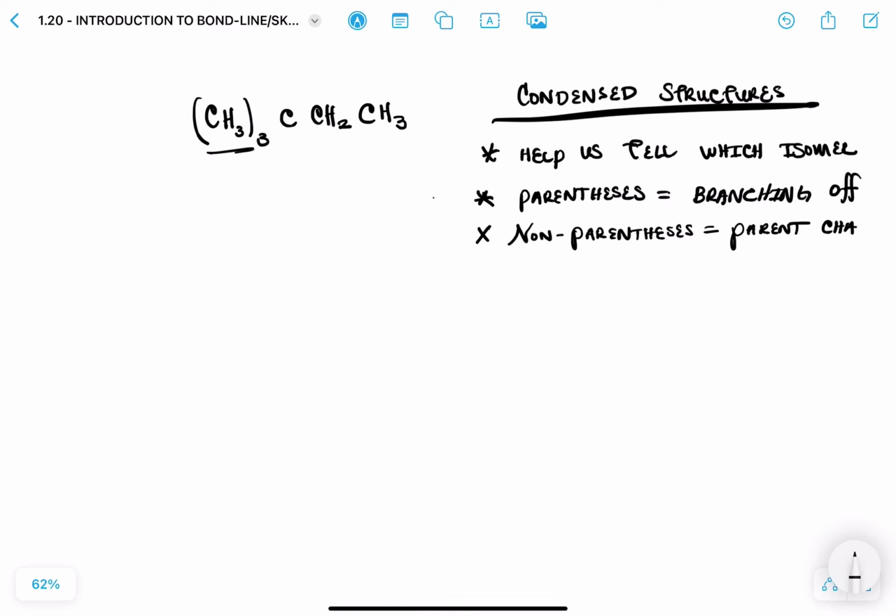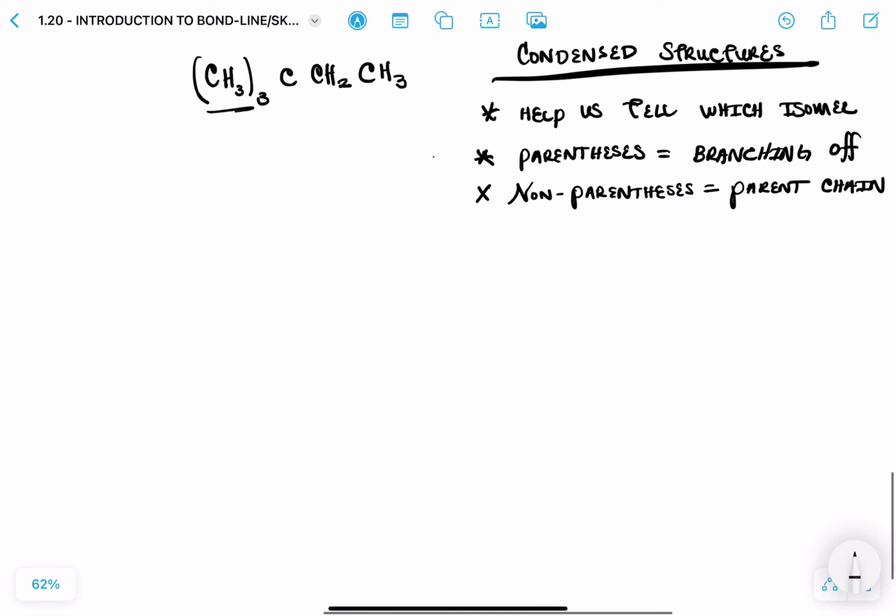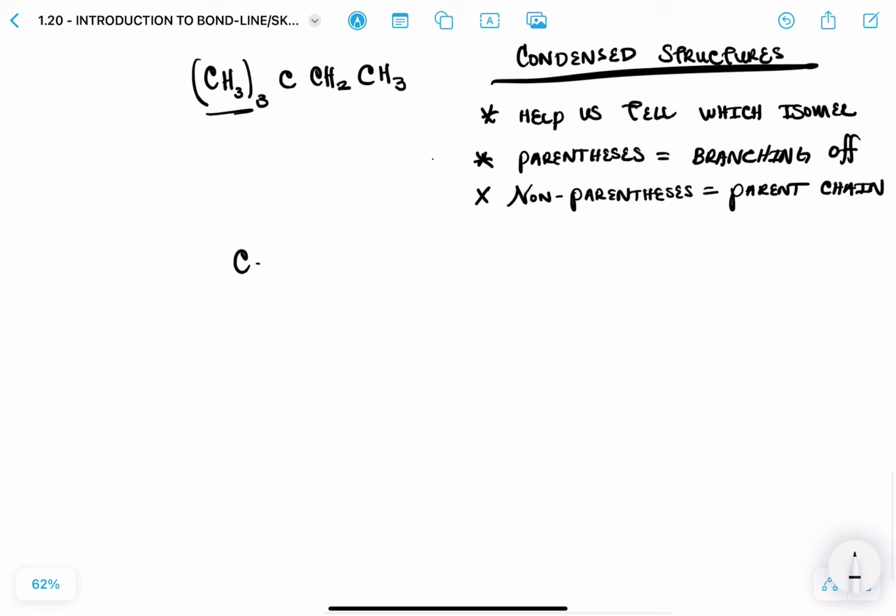And by parent chain, I just mean the main chain, right? So if I were to draw this, I would have one C there, CH2, and then CH3. So let me actually draw the Lewis structures.